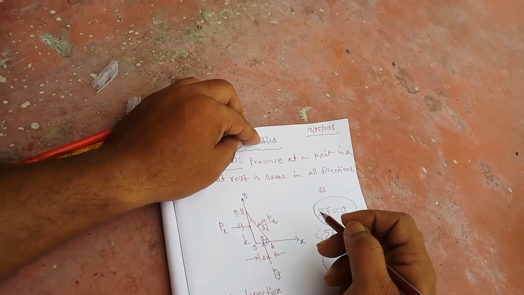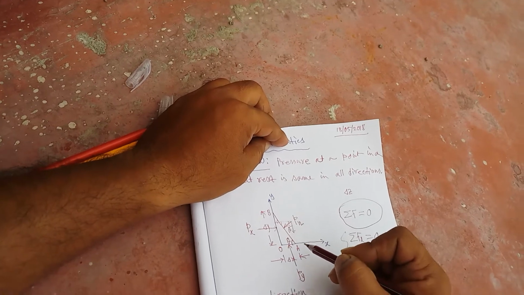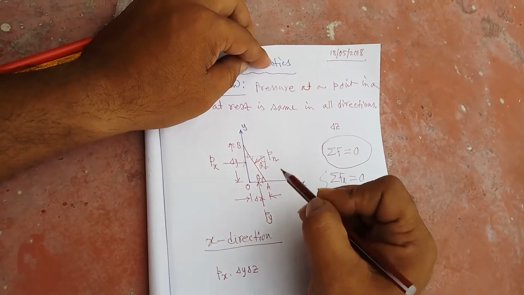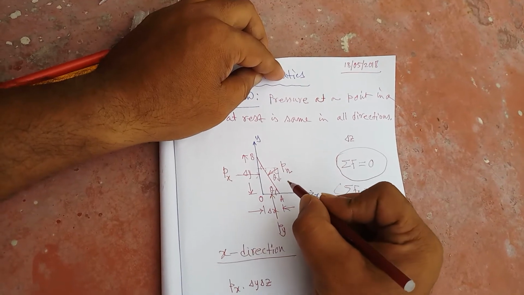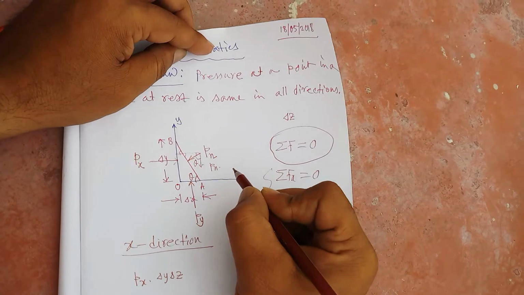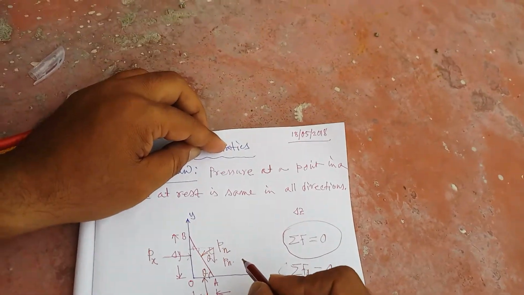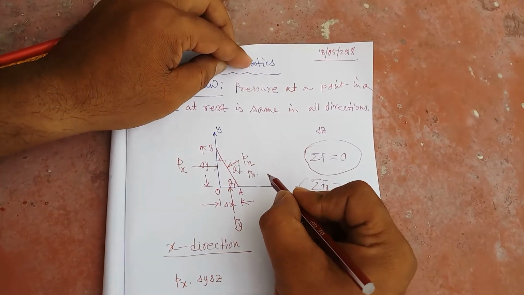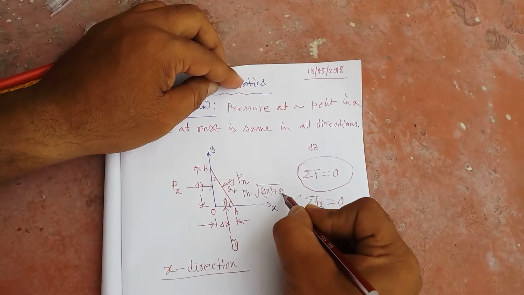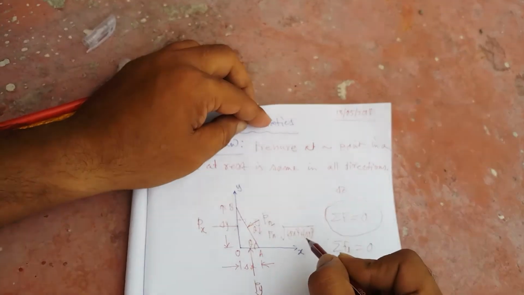So what is the force on the edge AB? Actually on the rectangular surface on AB, it is equal to Pn multiplied by the area on AB. What is the area on AB? First the length AB. The length AB is the square root of delta x square plus delta y square. Okay, so this is the force.